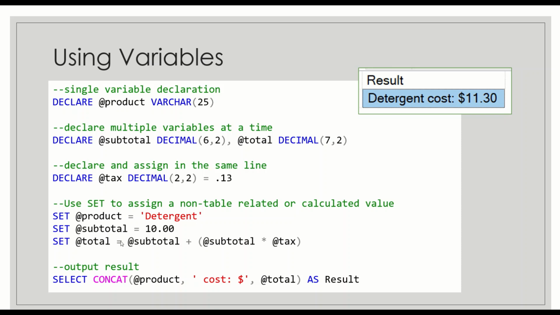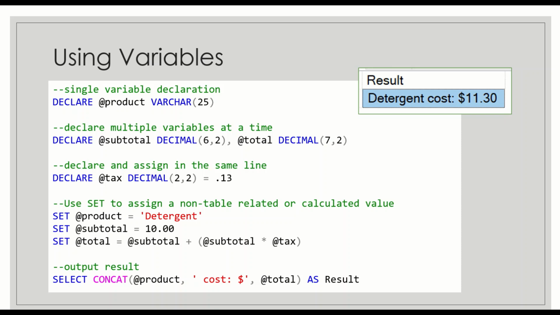The total data type, however, brings us 2 points after the decimal place. That's the scale, is 2 there. So that means that it's not going to be 11.3, it's going to be 11.30. So after these set statements, all 4 of my variables contain their values.